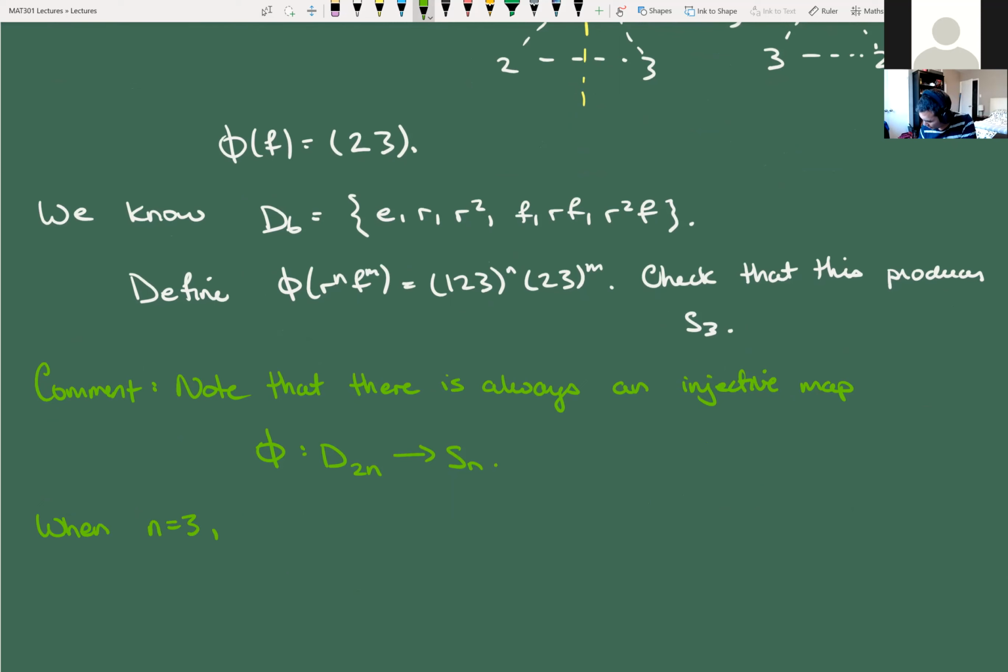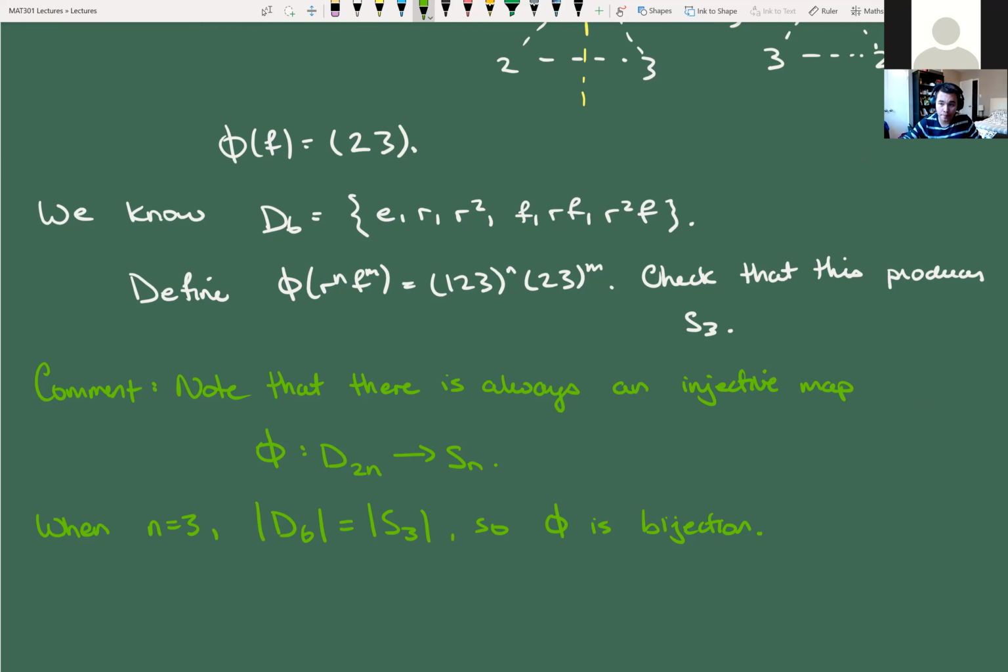When n equals 3, the order of D6 is equal to the order of S3. So phi is a bijection. Right? If I give you an injective map on something with 6 elements into something with 6 elements, it actually has to be a bijection, right? Hopefully we remember that from like 102. If I give you an injection from a set of 6 elements to a set of 6 elements, then it's actually a bijection. Same thing, if I give you a surjection from a set with 6 elements to a set of 6 elements, it's also a bijection, right? So we get that for free.